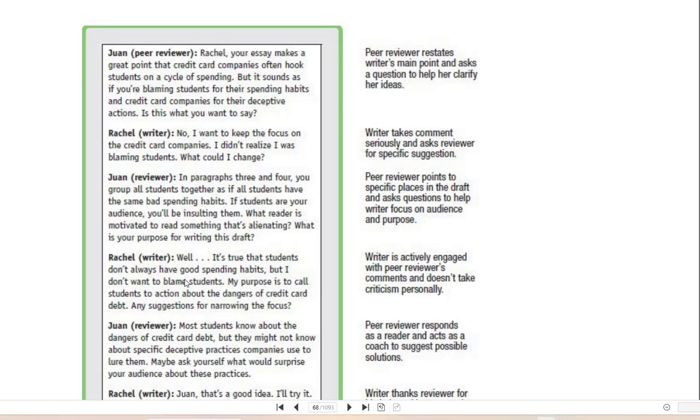Rachel, writer: Well, it's true that students don't always have good spending habits, but I don't want to blame students. My purpose is to call students to action about the dangers of credit card debt. Any suggestions for narrowing the focus?